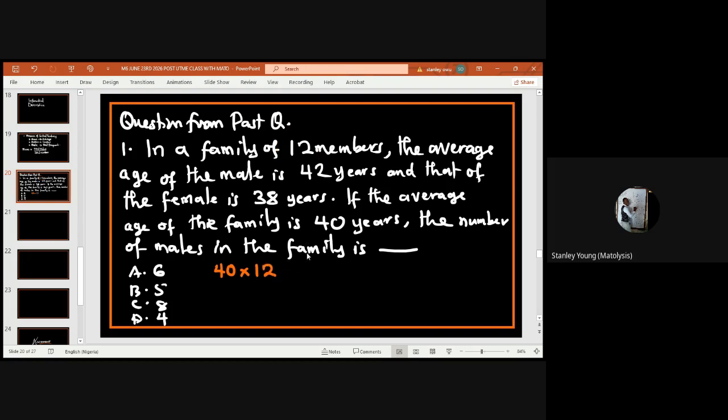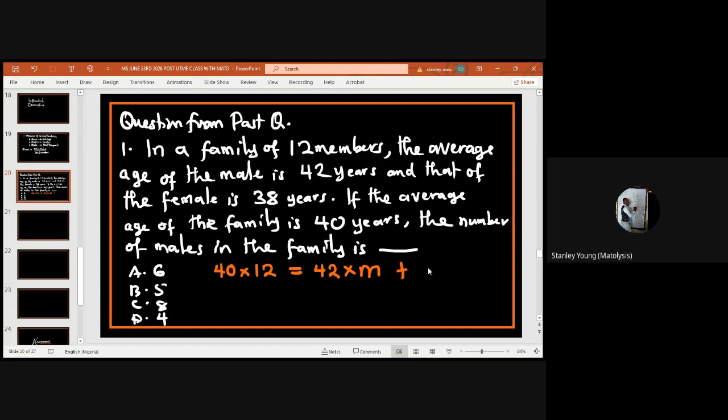Now, since the family consists of these 12 people, male and female, and the question told you that the average age of male is 42. So 42 is the average age of male, then times the number of male, which we don't know. Let me just call it M for male.